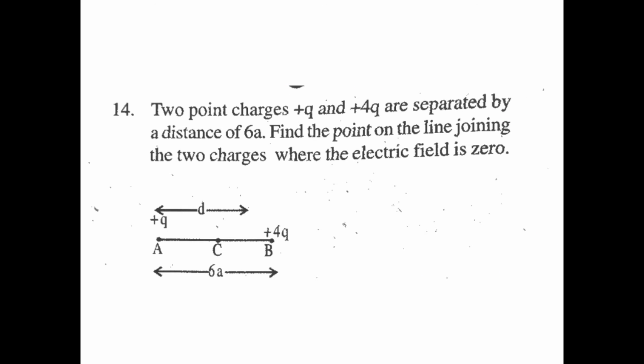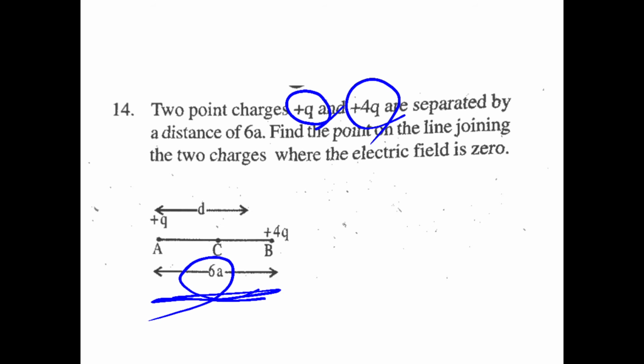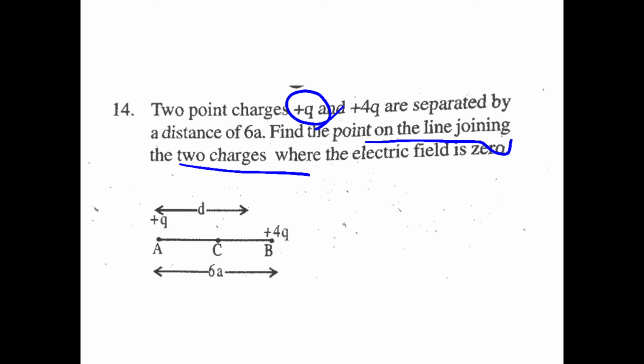Next, two point charges, plus q and plus 4q, are separated by a distance of 6a. The separation distance between them is 6a. Find the point on the line joining the two charges where the electric field is 0. We have to determine the point on the line joining the two charges at which the electric field is zero. We have already solved a problem like this. You can determine this.